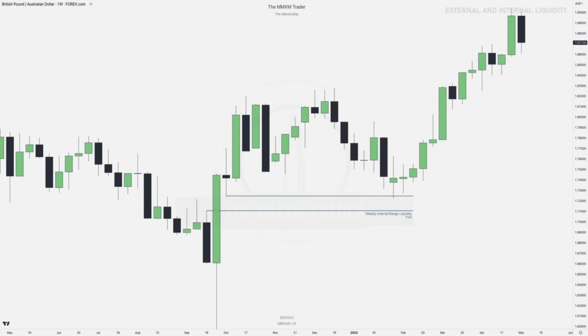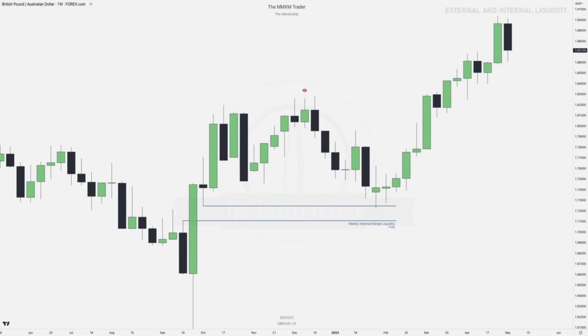Now we've hit that weekly internal range liquidity. Think about it: external to internal. Now we're in internal. Where are we going to draw into next? Where is your eye going? External range liquidity over here. It's as simple as that. External has been raided over here, we draw back into internal. Internal has been tagged, where are we going to go? We're going to go to external. It's simple as that.